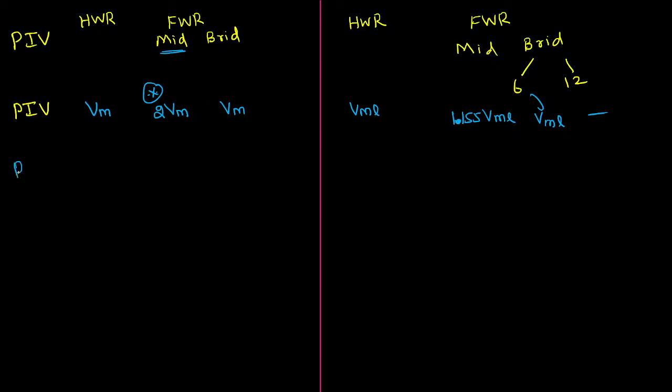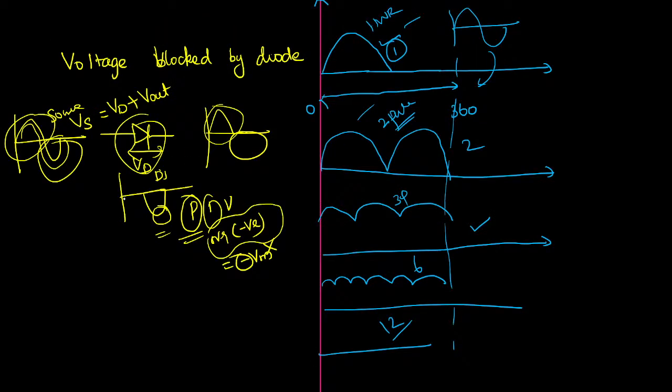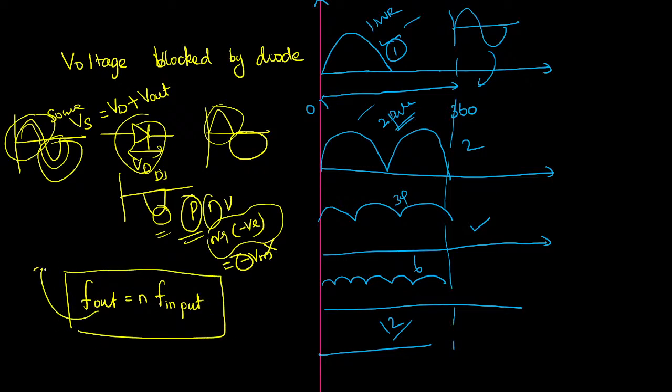Next, a repeated question in the examination is, what is the ripple frequency? Ripple frequency means how many pulses we are receiving, and based on that your frequency will be decided. It is the relation between input frequency and output frequency. Output frequency equals n times the input frequency. That's all. The output frequency is simply called the ripple frequency. Both are the same.